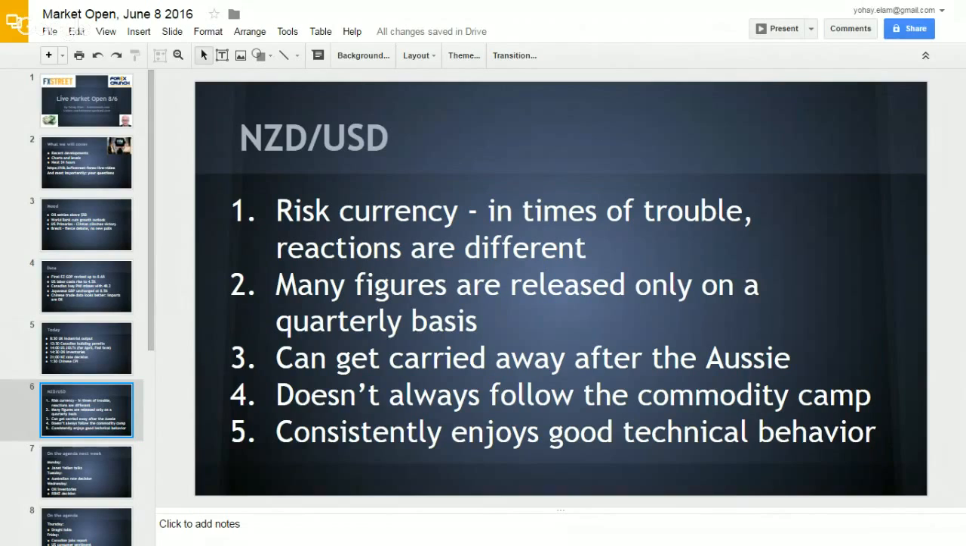Okay, but to contradict that just a bit, the fourth point here is that it doesn't always follow the commodity camp. Okay, so if we look at Kiwi dollar as a commodity currency, it's a bit different than others because the main exports from New Zealand are agricultural, milk, dairy products. There's much more clear demand for food in comparison to oil prices in Canada, or iron and copper and other metals which are used for industry and housing, and this comes out of Australia.